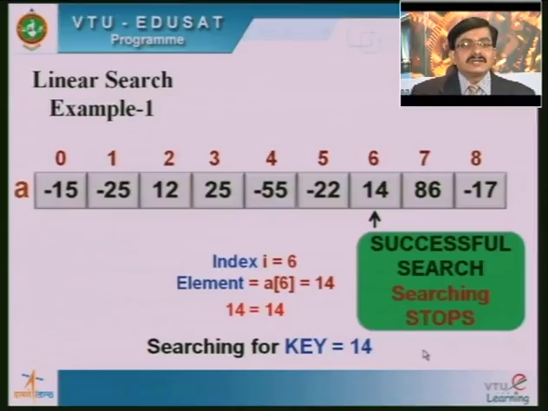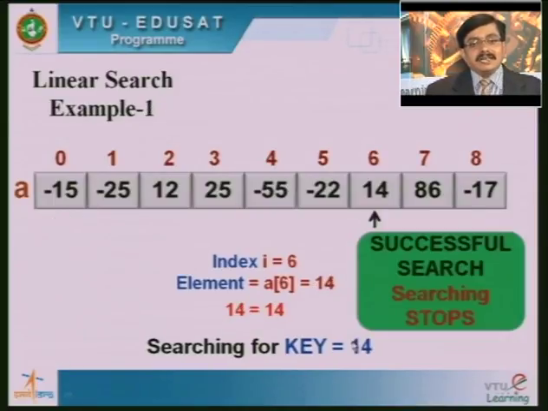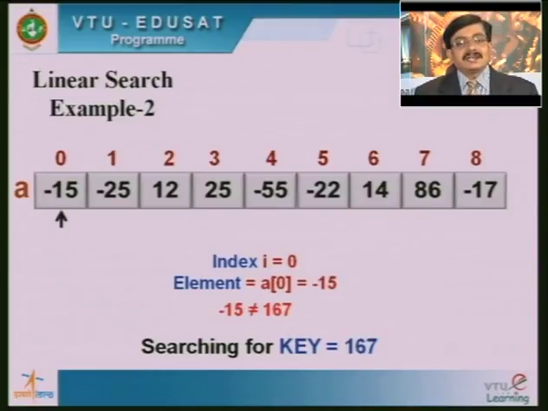Now let us look into another example too, and here I am searching for another key element, that is 167. In the previous case, 14 was the element which was present in the list, resulting in a successful search, but here we will look for 167, which is not present in the list.